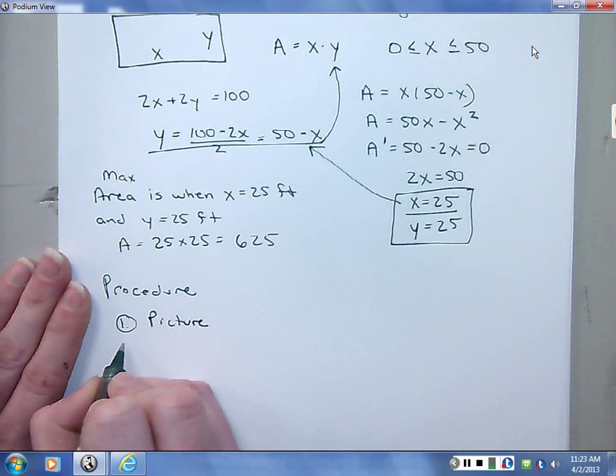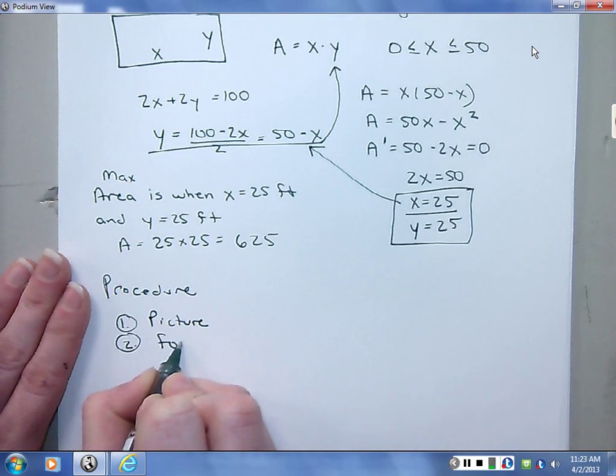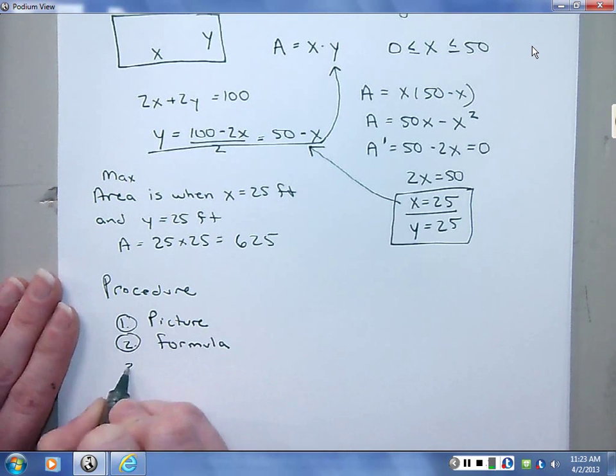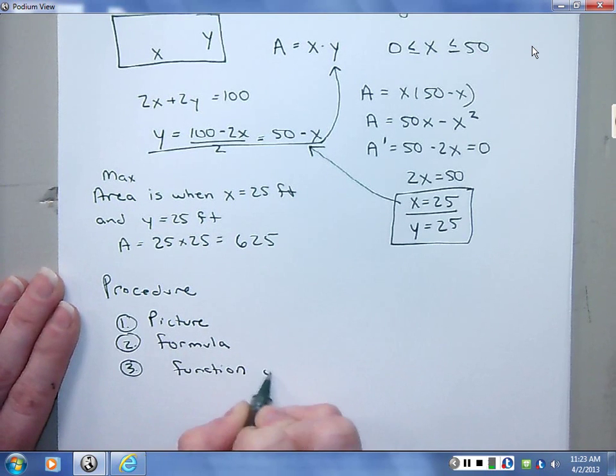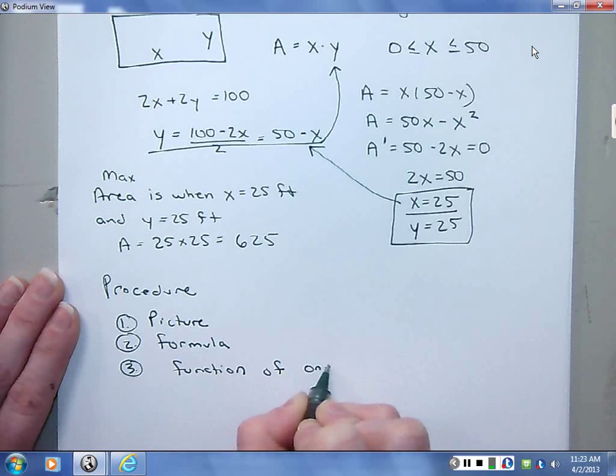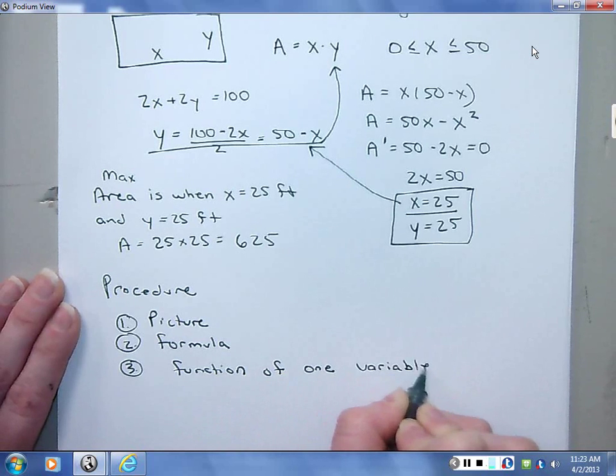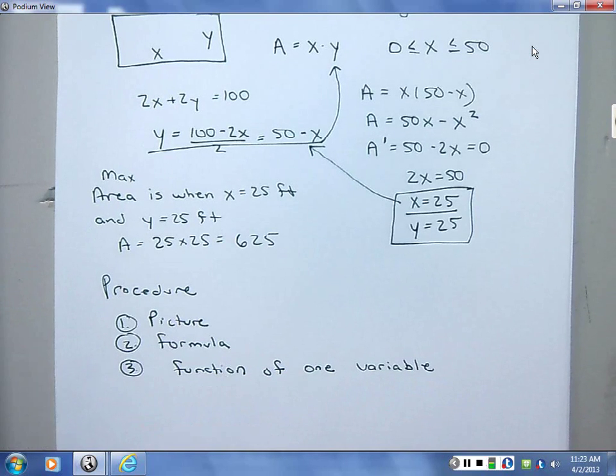So from the picture, you're going to write out your formulas. And then step 3 is the crucial point: the function in one variable. Your formulas are going to allow you to solve for one variable in one formula, plug that in for that variable in the formula you want to maximize or minimize, and then differentiate with that one variable. Because you can't differentiate a function of two variables. You'll get related rates, which won't make sense for a maximizing or minimizing problem.